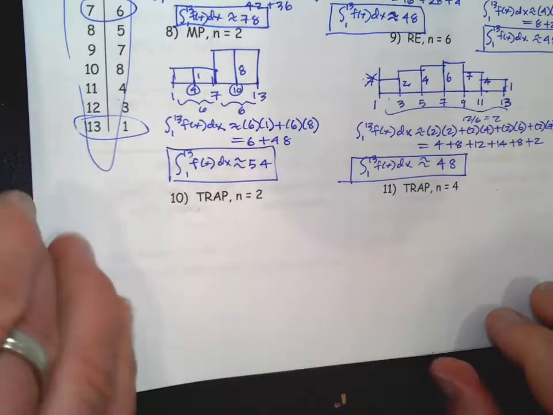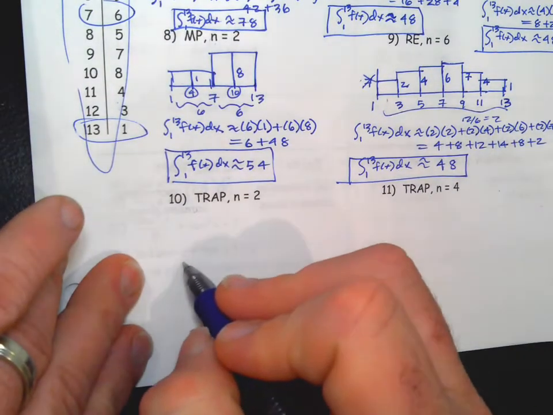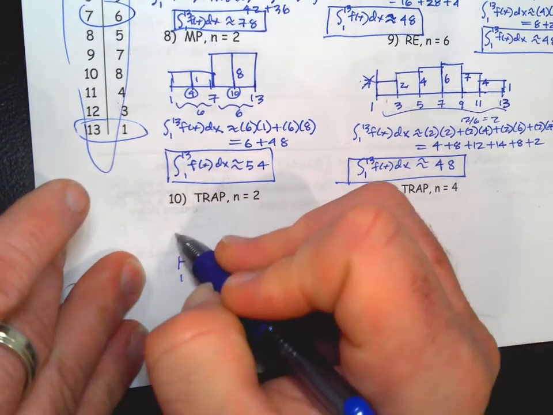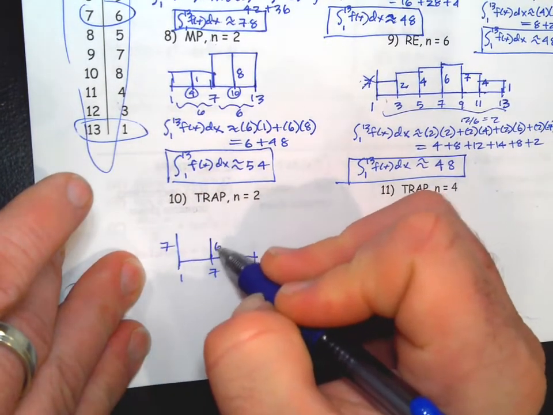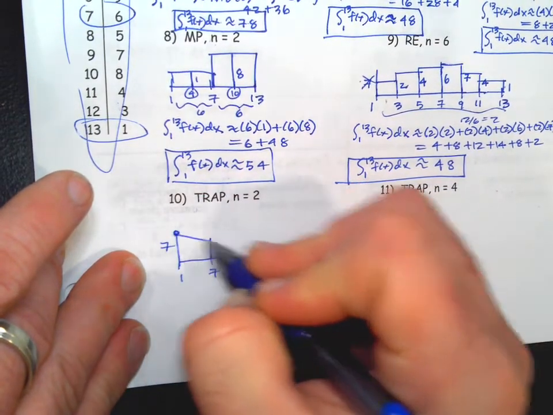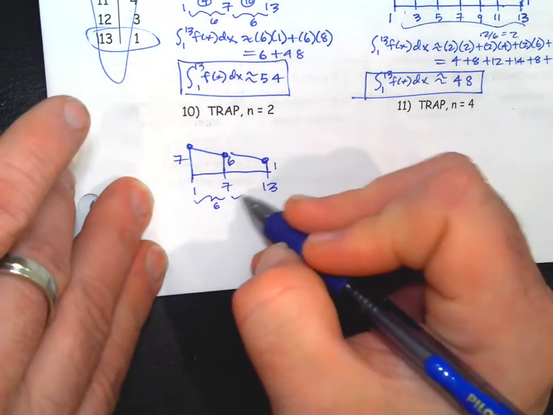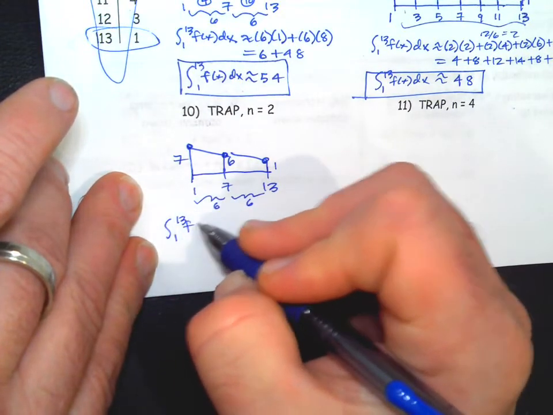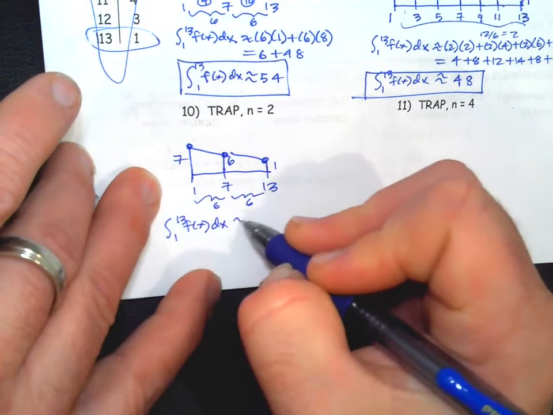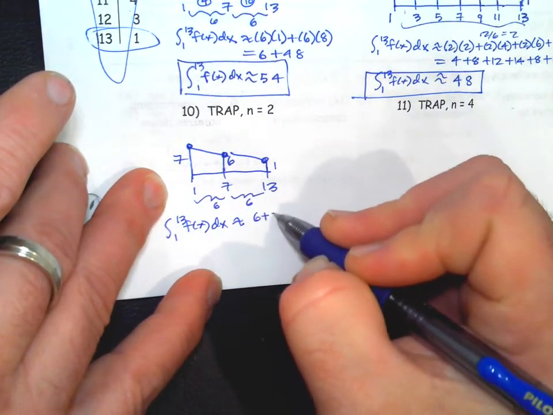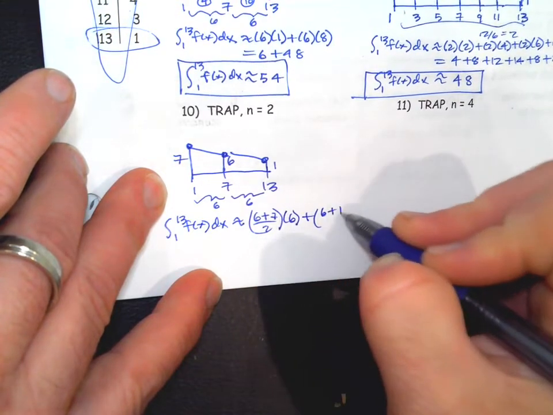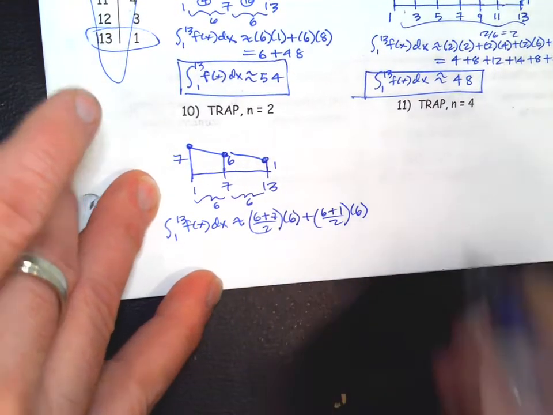All right, next one's trapezoids. So I think, just like the one above it, actually the very first problem would be helpful. Quickly, it's the same values, but we can do trapezoids. These are the heights of the trapezoid. So remember, the area of a trapezoid is base times height. It's like a rectangle, base times height, but it's the average of the bases. So the average of the bases is 6 plus 7 over 2 times the height 6, plus the average of the bases is 6 plus 1 over 2 times the height 6.